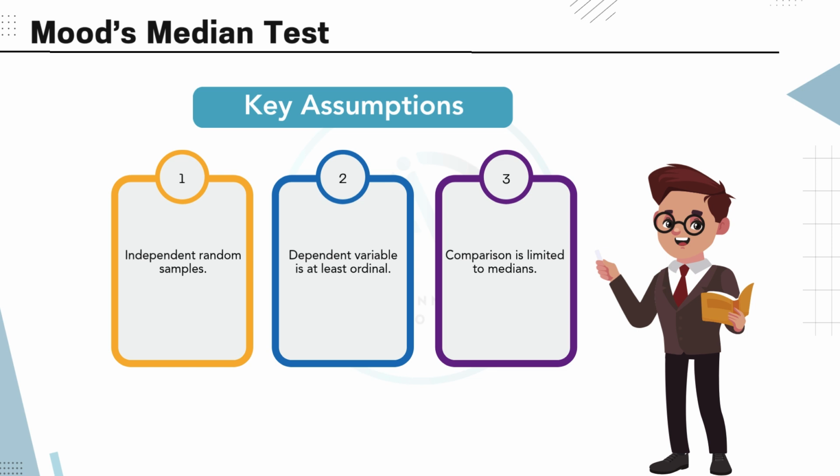Three. Comparison is limited to medians. Unlike other tests that may compare means or full distributions, Mood's median test focuses strictly on differences in medians. That makes it useful when we are only interested in central tendency under non-normal conditions or in the presence of outliers. Understanding these assumptions helps ensure the test is applied correctly and the results are reliable.